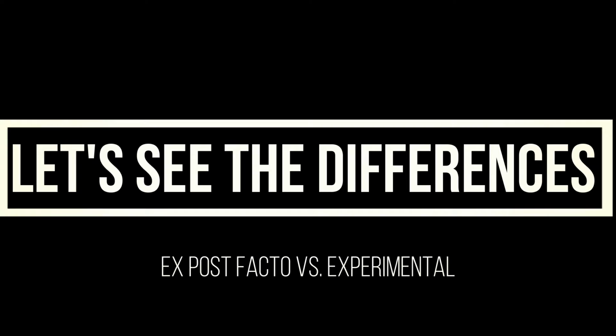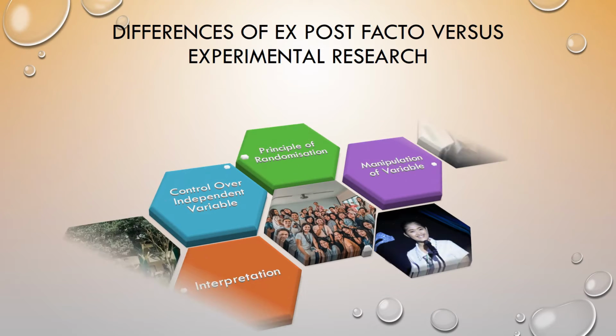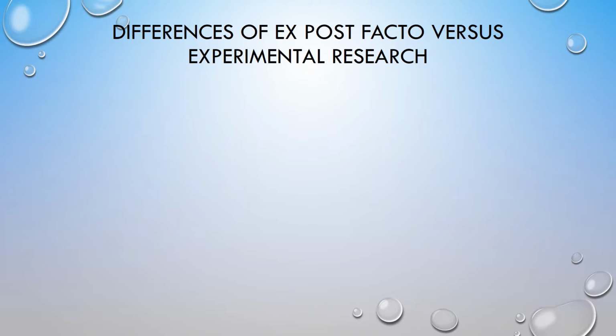There is no doubt that both the experimental research and the ex post facto research try to investigate relationships between the existing variables. The conclusions of both are logically as well as empirically valid and reliable, yet there are certain basic differences between both of them. The first difference of experimental research and ex post facto research is the control over independent variable.